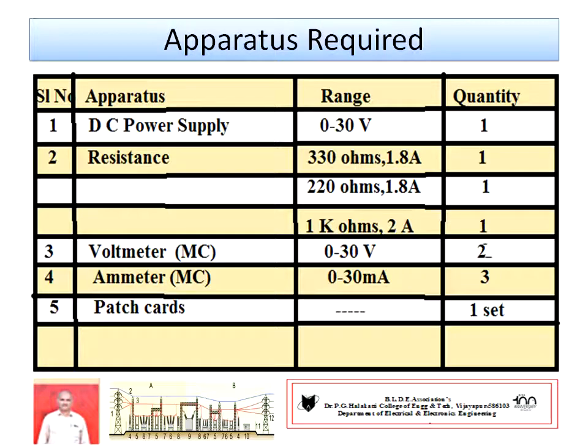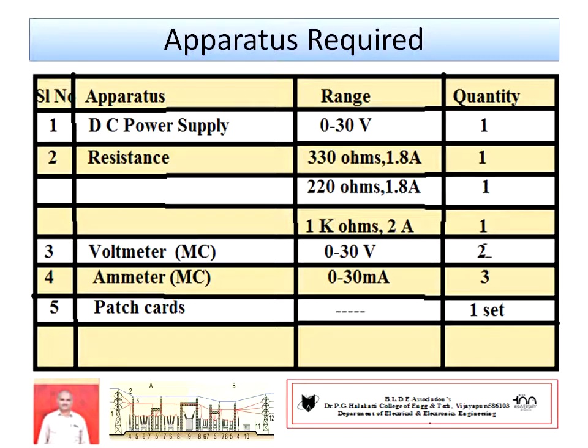After drawing the circuit diagram, you have to make the list of equipment or apparatus required. We want a DC power supply of 0 to 30 volts. Quantity: I have written 1 plus 1. For KVL it is also required, so the total DC power supply is 1 plus 1. Resistance 330 ohms 1.8 ampere, 220 ohms 1.8 ampere, each one, or you can write decade resistance box. 1 kilo ohm, 1, or you can write decade resistance box directly, quantity 3.